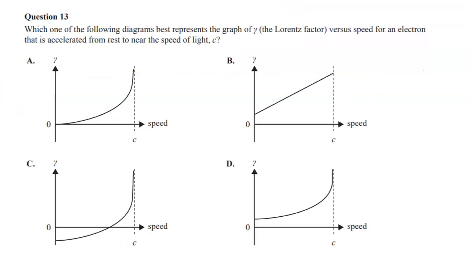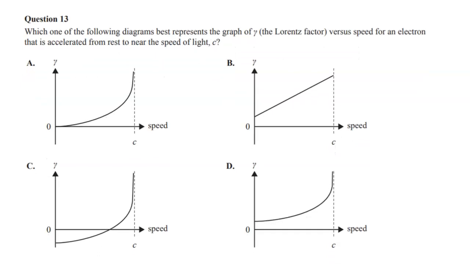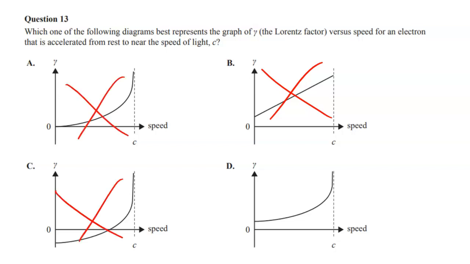Oh, it feels like this is a question that we were training for. It says, which of the following diagrams best represents the gamma Lorentz factor versus speed for an electron that is accelerated from rest to near the speed of light, c? So we know definitely B is wrong. That's a straight line. We know we're anticipating a curvy line. We can't have a gamma factor of less than 0 or equal to 0. So we're left with D. It's got to start with a gamma value of 1 on this axis here. And we know it's got to have that curve and that asymptote.